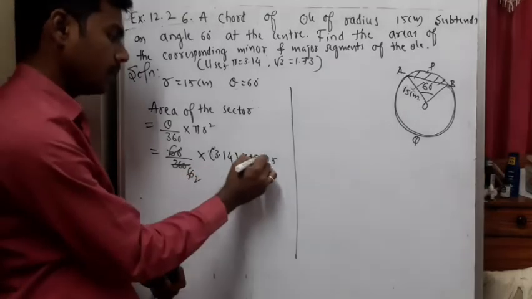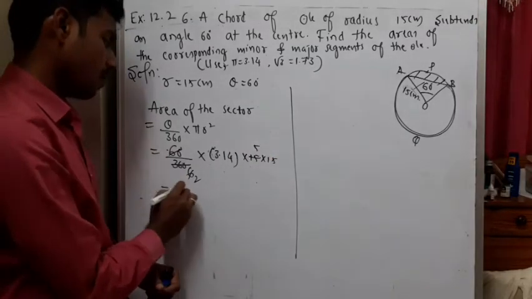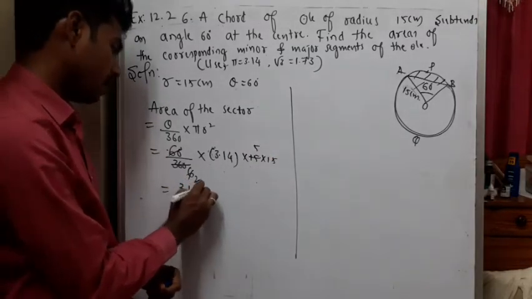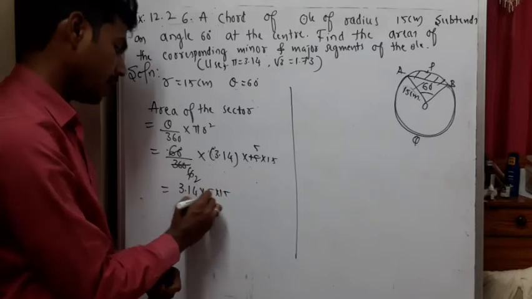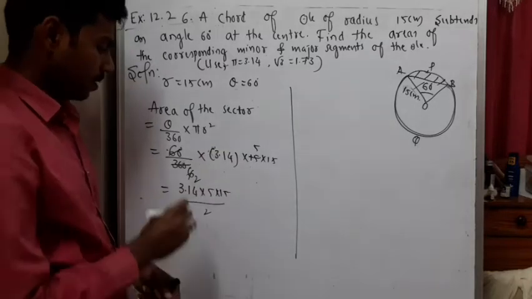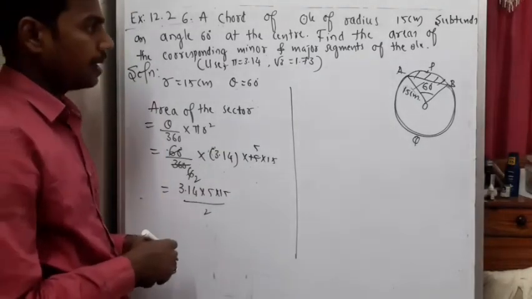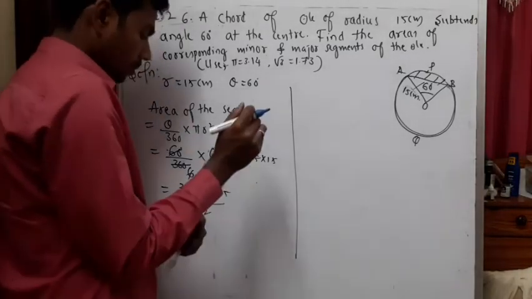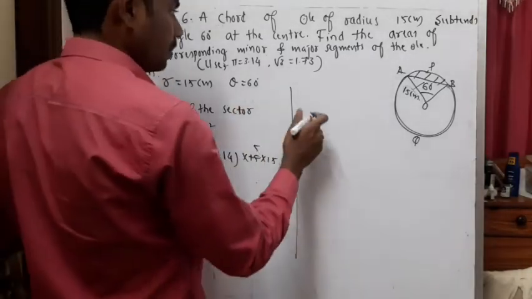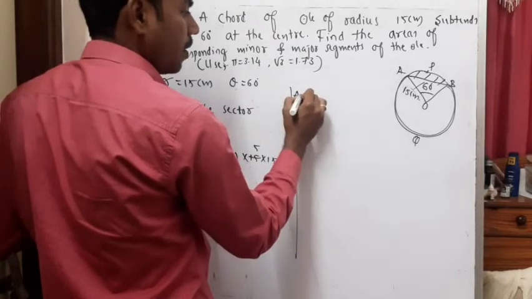3 2s are 6, 3 5s are 15. Okay, what are we left with? 3.14 into 5 into 15 divided by 2. So we'll keep this as it is. Then, so area of triangle we will calculate.